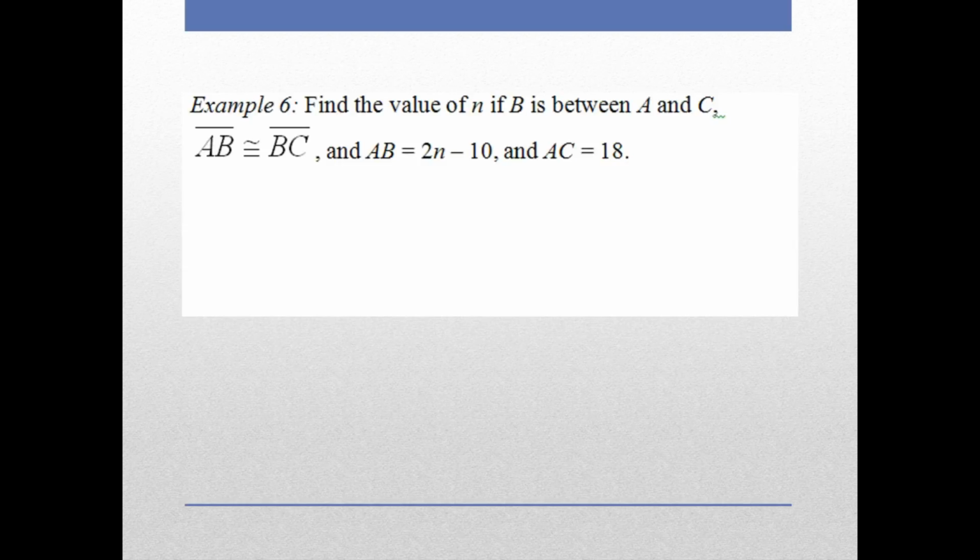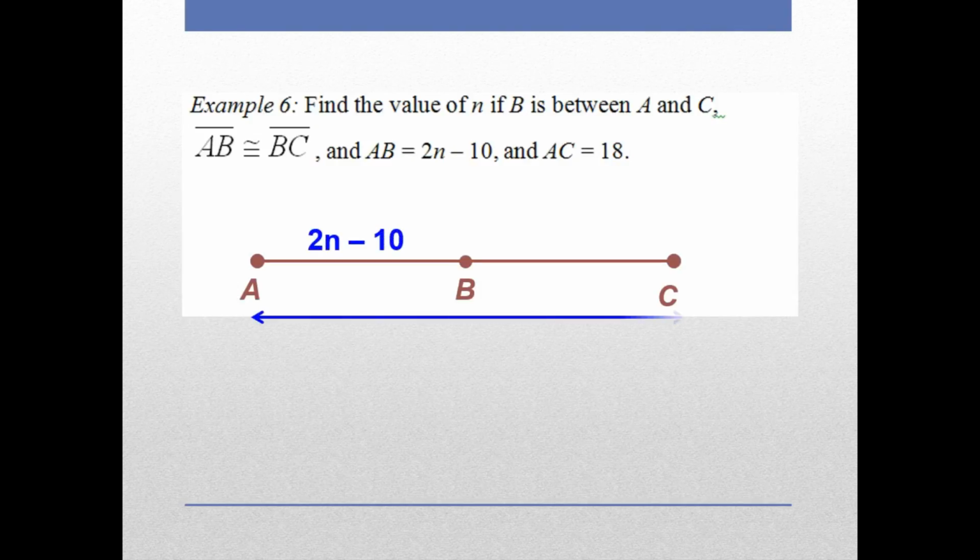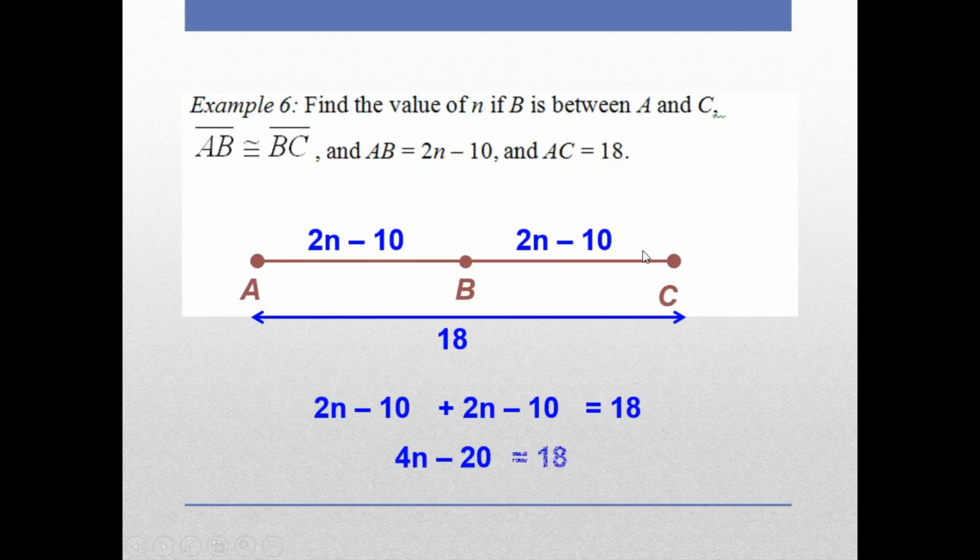What about a similar thing with algebraic expressions? Again, B is between A and C, so your picture looks like that. Then it tells us that AB is 2n minus 10, AC is 18, and it tells us those two segments are congruent, so that means that BC must also be 2n minus 10. Then again, you can do the part plus part equals whole setup and solve. You end up with 9.5 for n.